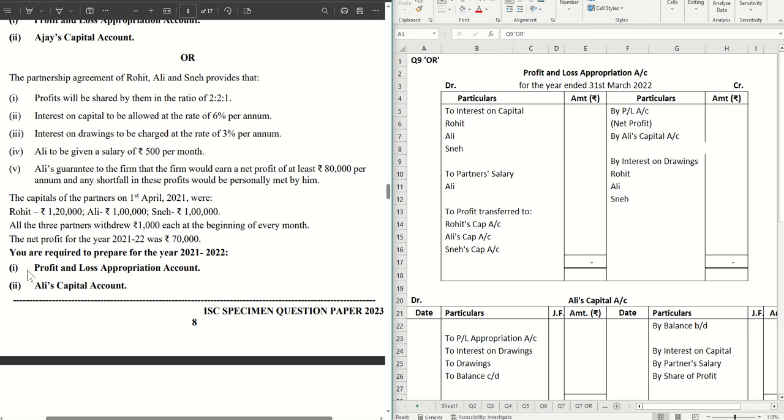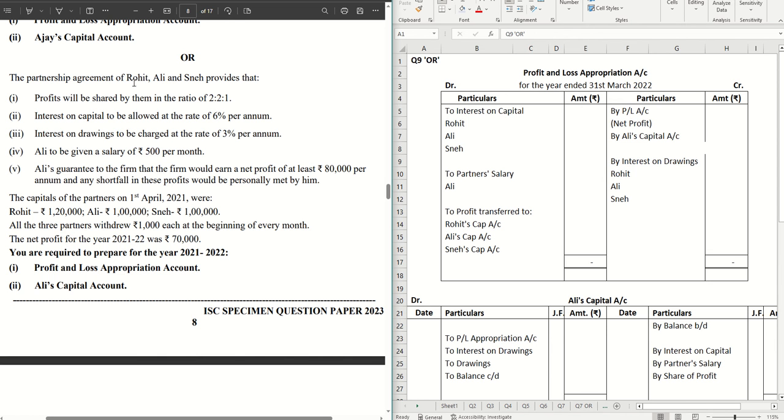This sum is from partnership fundamentals, where we are required to prepare the P&L appropriation account and a partner's capital account. This is based on a guarantee of profit, where one of the partners has given a guarantee to the firm. Alright, so let's get started and pick up the items as we go along.